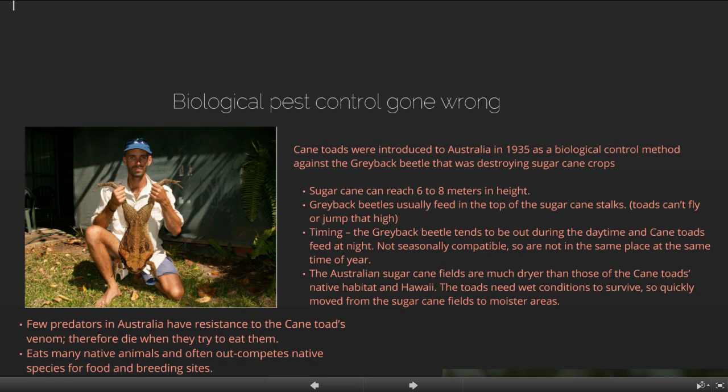Because the cane toads had a venom and a poison, they became much better suited to the area than a lot of other things that were there. They weren't really predated upon because they were poisonous, and lots of organisms there hadn't developed immunity to the poison, so their numbers increased. They've now become quite a widespread pest, and in this case they became more of a pest than the original beetle.